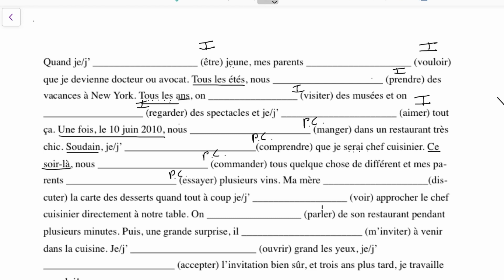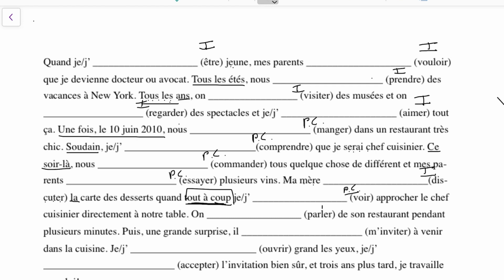My mother discutait la carte de dessert quand tout à coup je blank. She was discussing the dessert menu when all of a sudden, so this tout à coup refers to this next blank, so this one should be passé composé. This action, all of a sudden I saw the chef approach directly to our table. That interrupts your mother talking about the desserts. So therefore, this first one is imparfait. It gets interrupted by the passé composé. She was doing this when all of a sudden this other thing happened.